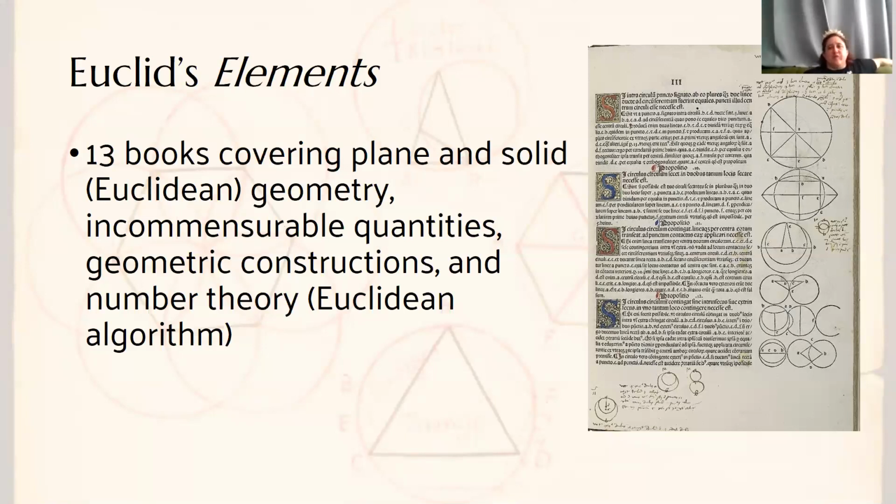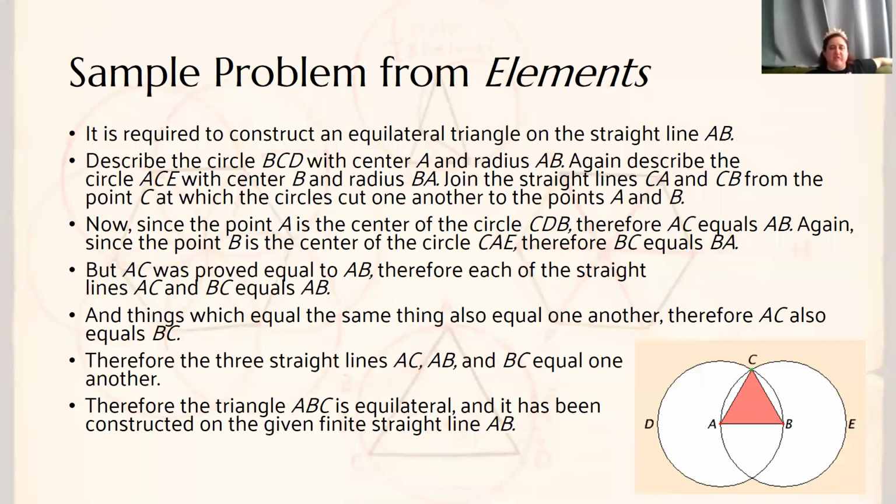So here's one of the more basic problems from Euclid's Elements. I thought you might like to actually see this problem. The problem says it is required to construct an equilateral triangle on the straight line. It gives you a straight line, AB. He says, first, describe the circle BCD with center A and radius AB. So you set your compass to this length and you make this circle right here. And then he says, again, describe the circle ACE with center B and radius BA. So he has this circle first and then that circle, my bad.